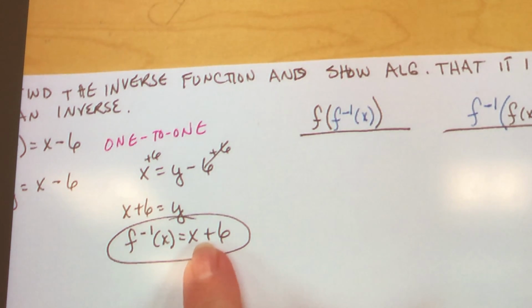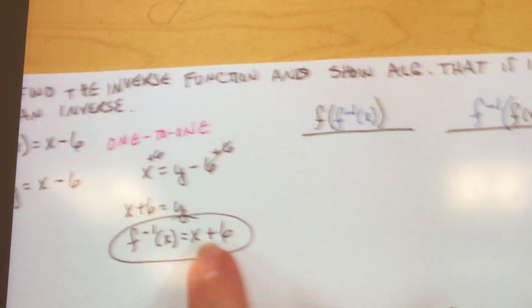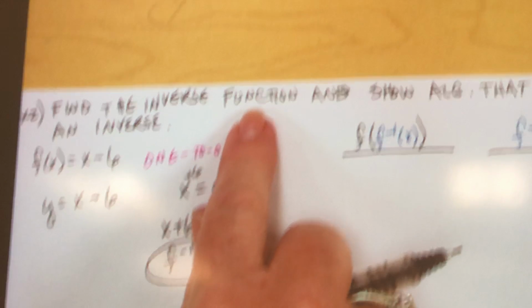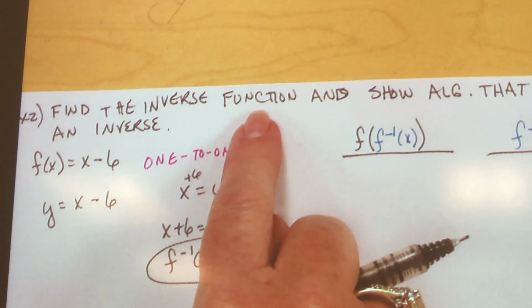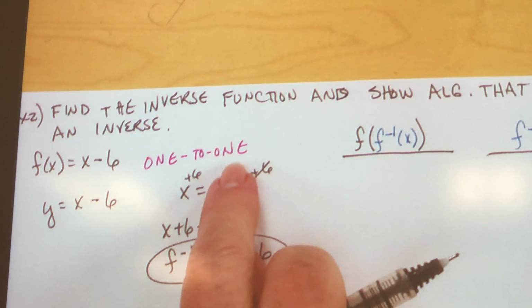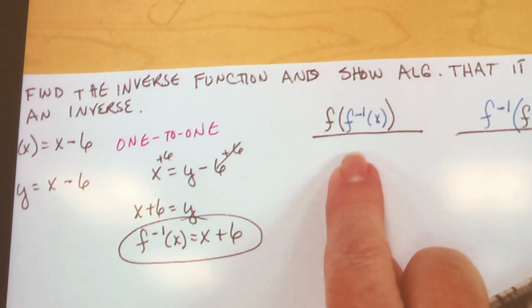Or was it one-to-one? No, that's not always going to tell you, because here's the thing. I'm asking you to find the inverse function, okay? It does have an inverse, but it won't be a function. You see what I'm saying? All right, so let's do this one first.